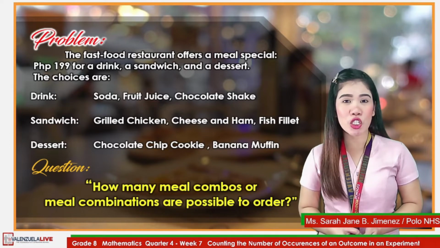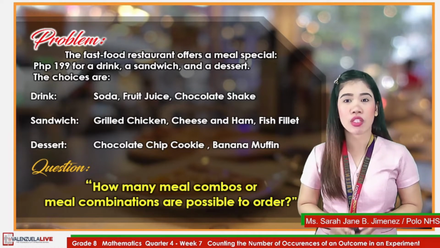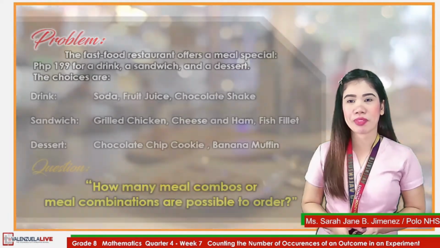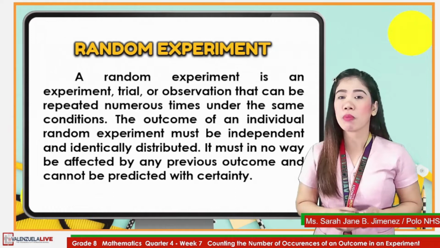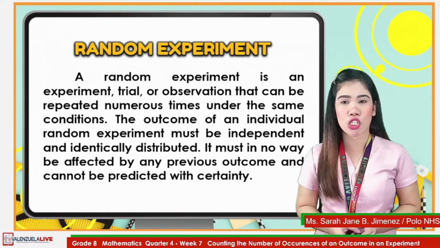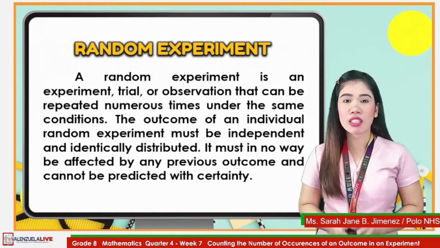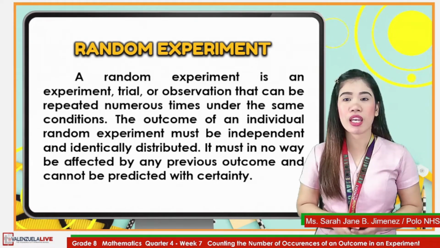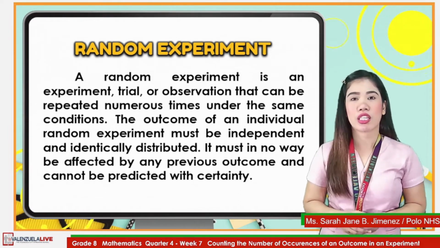To answer the question, let us discuss random experiment and the ways on how to count the number of occurrences of an outcome in an experiment. A random experiment is an experiment, trial, or observation that can be repeated numerous times under the same conditions. The outcome of an individual random experiment must be independent and identically distributed. It must in no way be affected by any previous outcome and cannot be predicted with certainty.